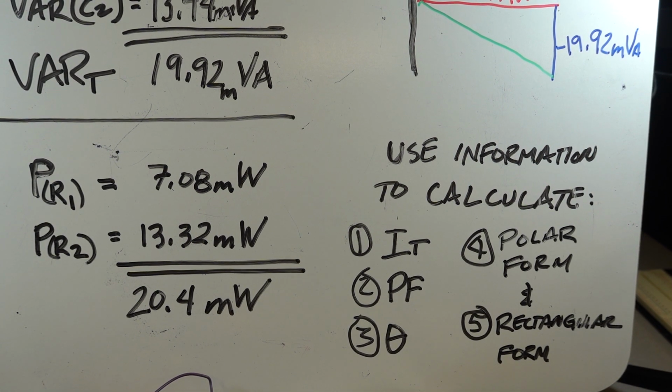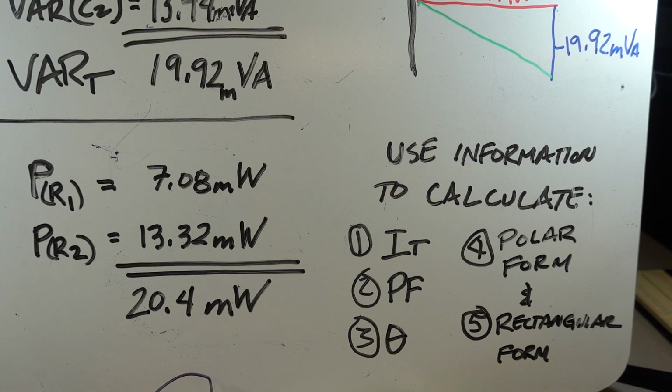We're going to take that information from what we've measured, and we're going to be able to calculate and find the total current, the power factor, the phase angle, which we call theta, as well as understand and write the polar and rectangular forms. If you need a review on that, make sure you look at the previous lab, D4, and those formulas are very similar, if not the same, when you're trying to find that information.